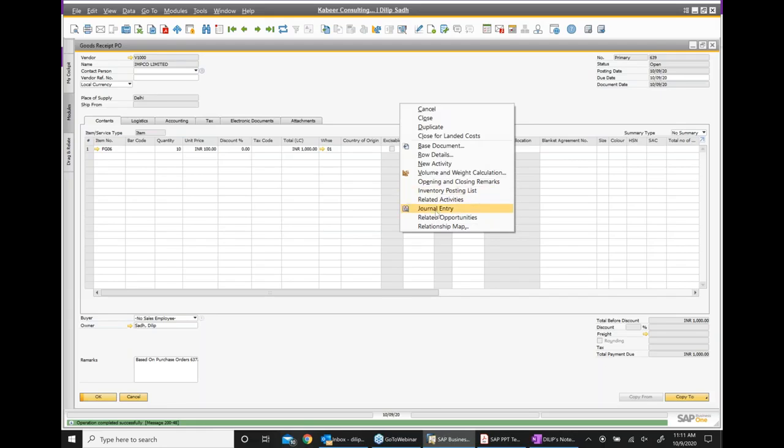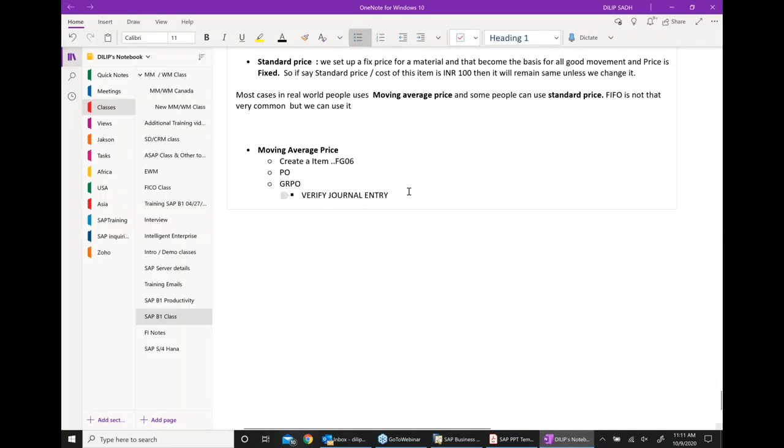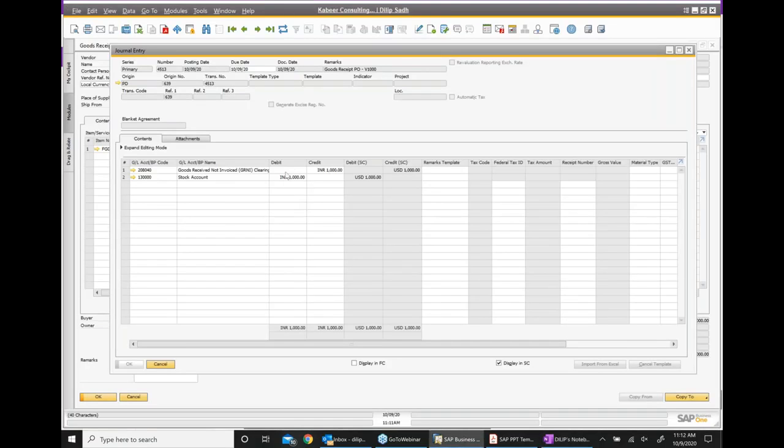After that, we go to journal entry. We want to see what is going on with the journal entry. In the journal entry, what happened is my stock account is debited. So in the journal entry, debit stock account, and how much was it? This is for 10 into 100, so $1,000.